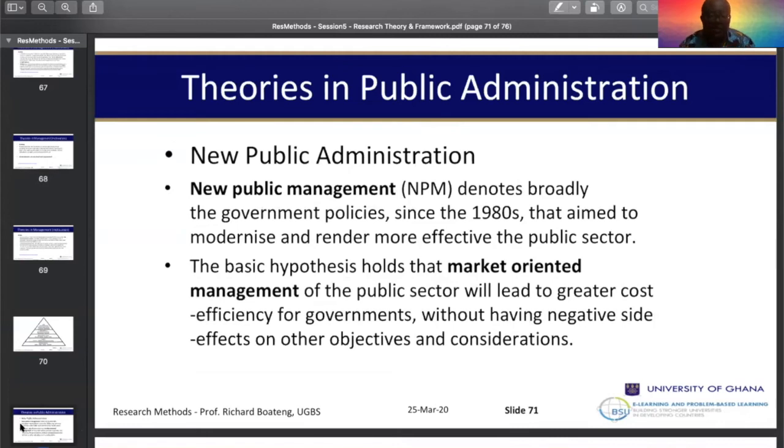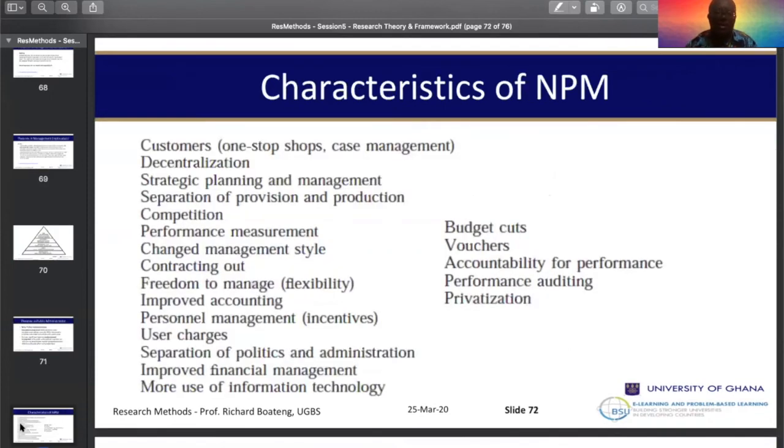Then in public administration, you have the new public management concept that has been there for some time, which holds the hypothesis that market-oriented management for the public sector will lead to greater cost efficiency for governments without negative side effects on other objectives and considerations. Some of the characteristics are budget cuts, voucher systems, accountability, the use of technology, personnel management, improved accounting, freedom to manage, strategic planning and management, separation of provision and production, competition, customer one-stop shop concepts, and privatization. All of these are new public management concepts.